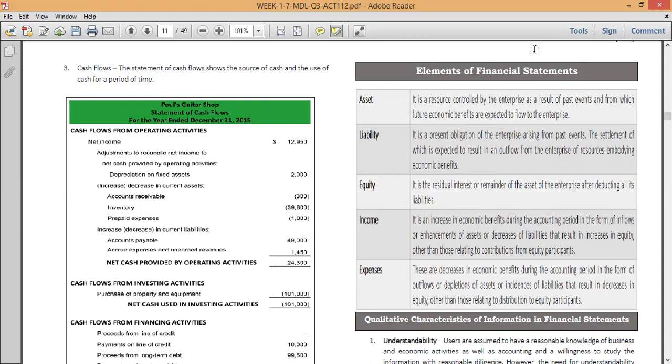The next is liability. It is a present obligation of the enterprise arising from past events, the settlement of which is expected to result in an outflow from the enterprise of resources embodying economic benefits. So, liability, from the word liability, ito po ay mga bagay na binabayaran mo. Okay? Obligation. Ito yung dapat mong i-consider pagdating sa business mo, kasi pag pinabayaan mo siya, ikaw yung mayayari, mababaon ka sa utang.